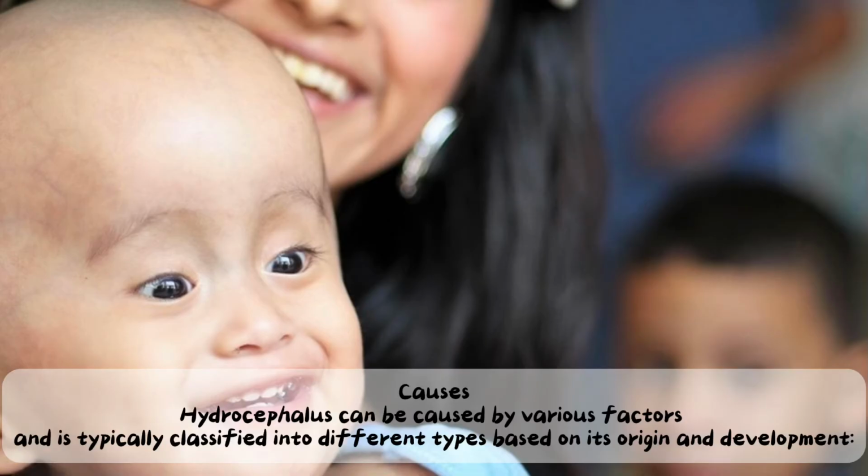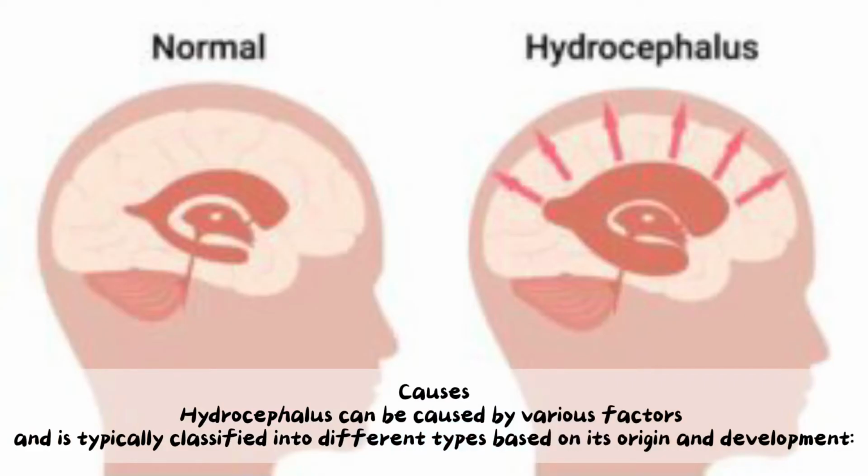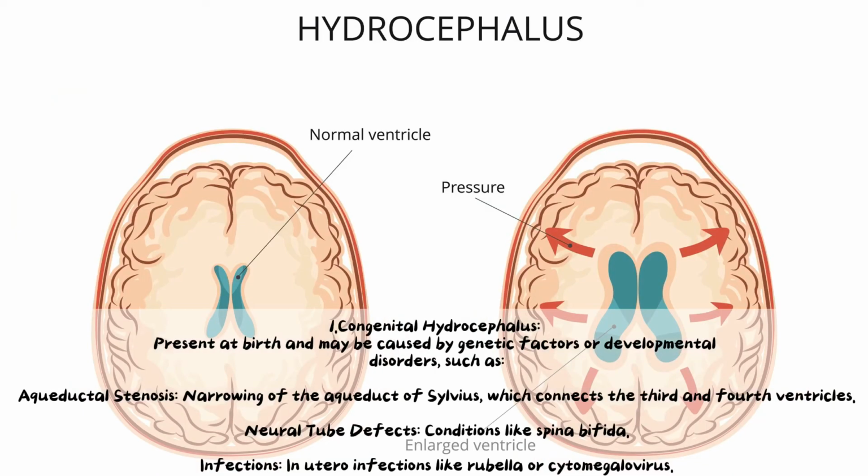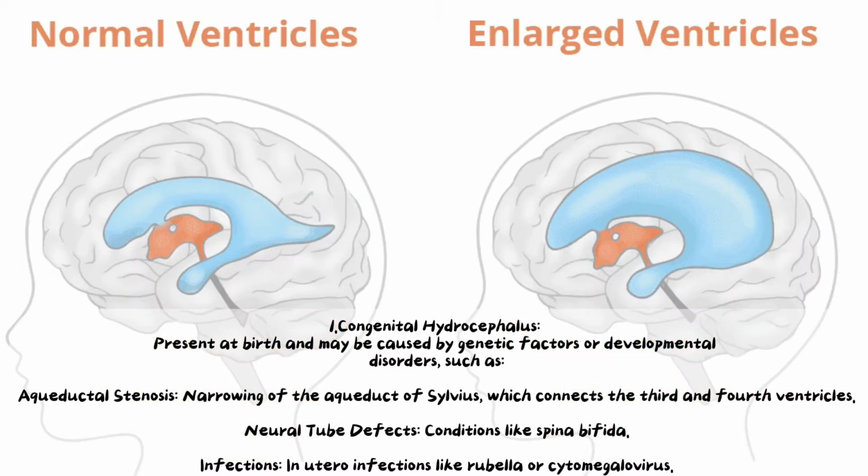Causes: hydrocephalus can be caused by various factors, and is typically classified into different types based on its origin and development. 1. Congenital hydrocephalus, present at birth and may be caused by genetic factors or developmental disorders, such as aqueductal stenosis, narrowing of the aqueduct of Sylvius, which connects the third and fourth ventricles, neural tube defects, conditions like spina bifida, infections, in utero infections like rubella or cytomegalovirus.